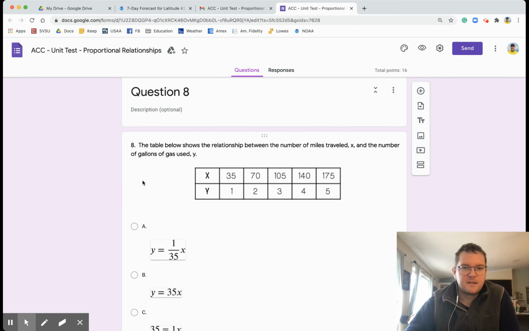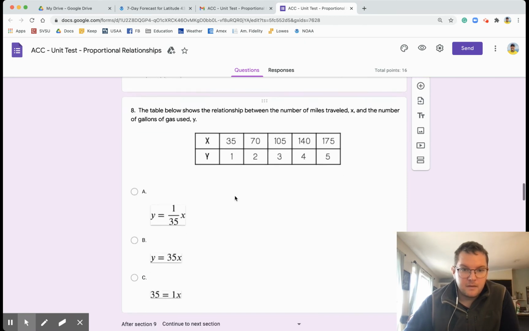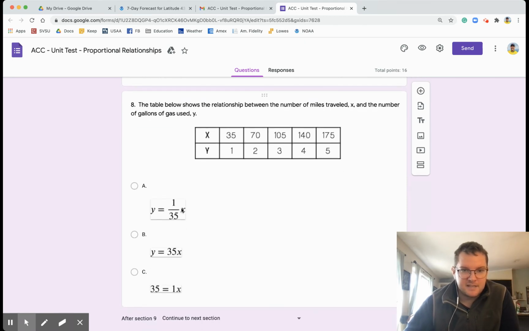Number 8. The table below shows the relationship between the number of miles traveled, X, and the number of gallons used, Y. Same thing here, guys. Y over X. So for this, you would just be writing out what that looks like in an equation. It's not going to be this. Can't be that. It's just writing the equation. 1 over my X value.